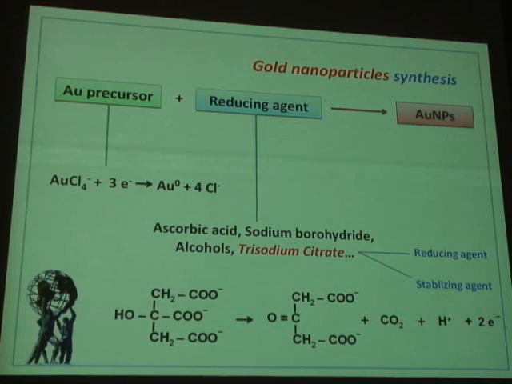Gold nanoparticle is usually synthesized by a reduction. Gold precursor is reduced by reducing agent to make the gold nanoparticle. Reducing agent usually uses ascorbic acid, sodium borohydride, alcohol, or trisodium citrate. They are the half reaction of reduction of gold to make gold nanoparticle. In this case, we use gold chloro complexes for gold precursors and trisodium citrate for reducing agent.